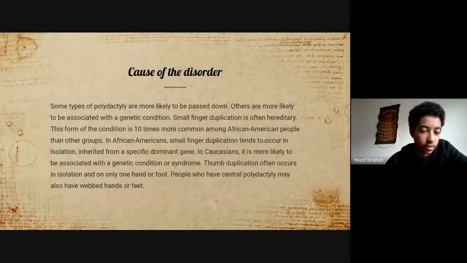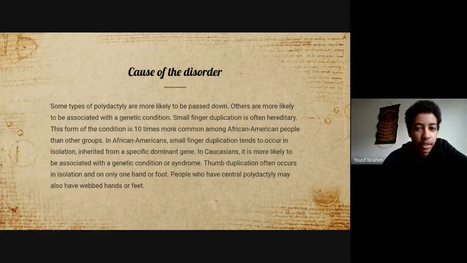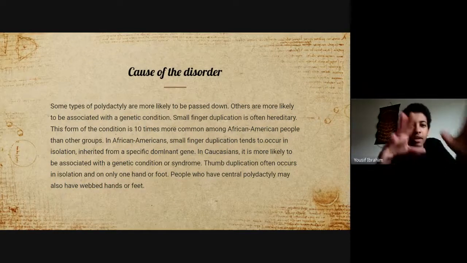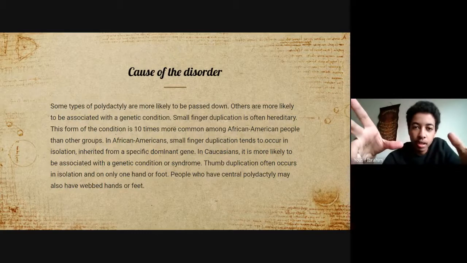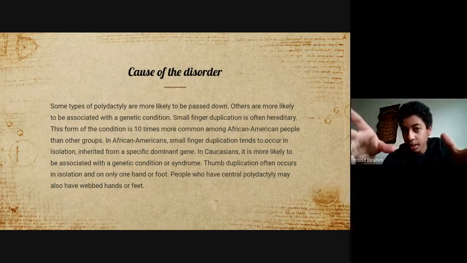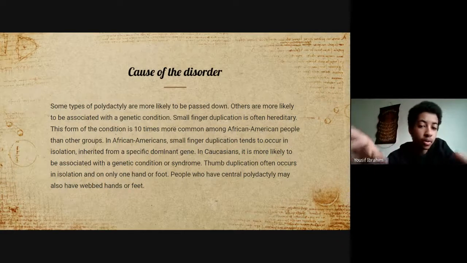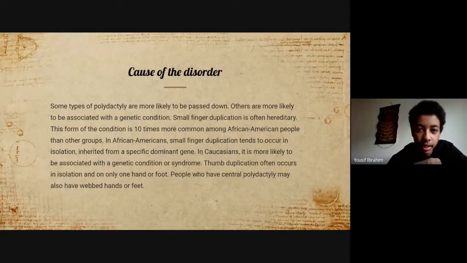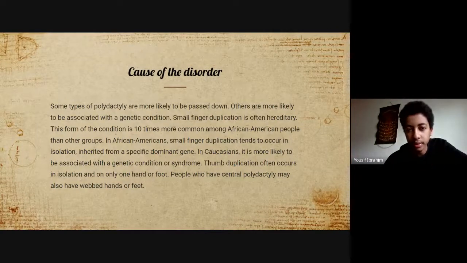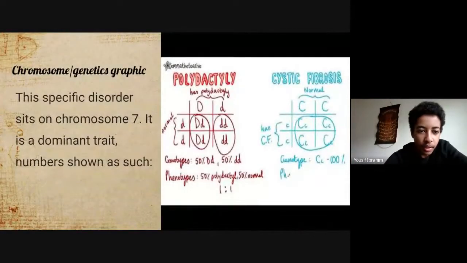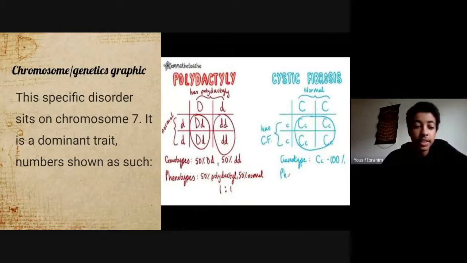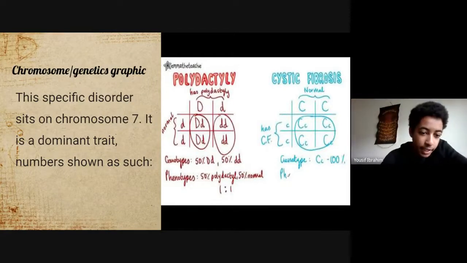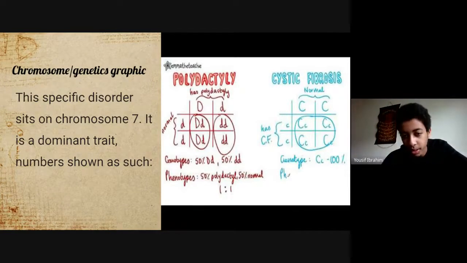And now, what is the cause of the disorder? The cause is typically a genetic malfunction in the womb. That typically happens when there's a single dominant gene in either the mom or the father, and it's passed down to the child, and typically happens at birth. The specific disorder sits on chromosome 7. It is a dominant trait, and the number is shown as such.